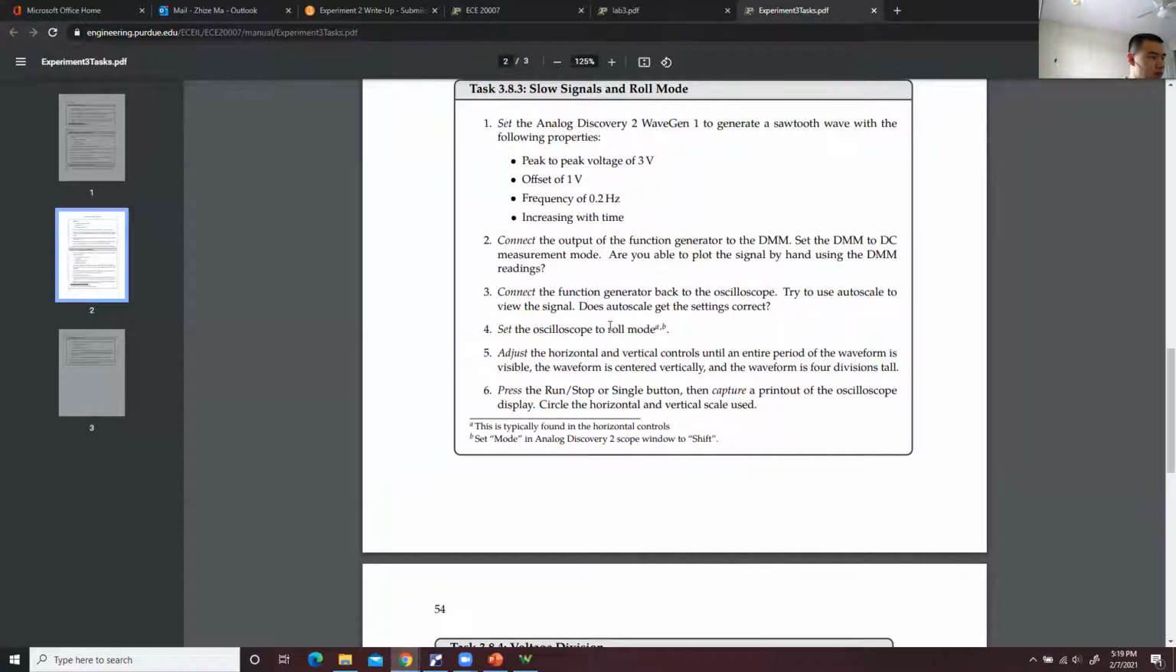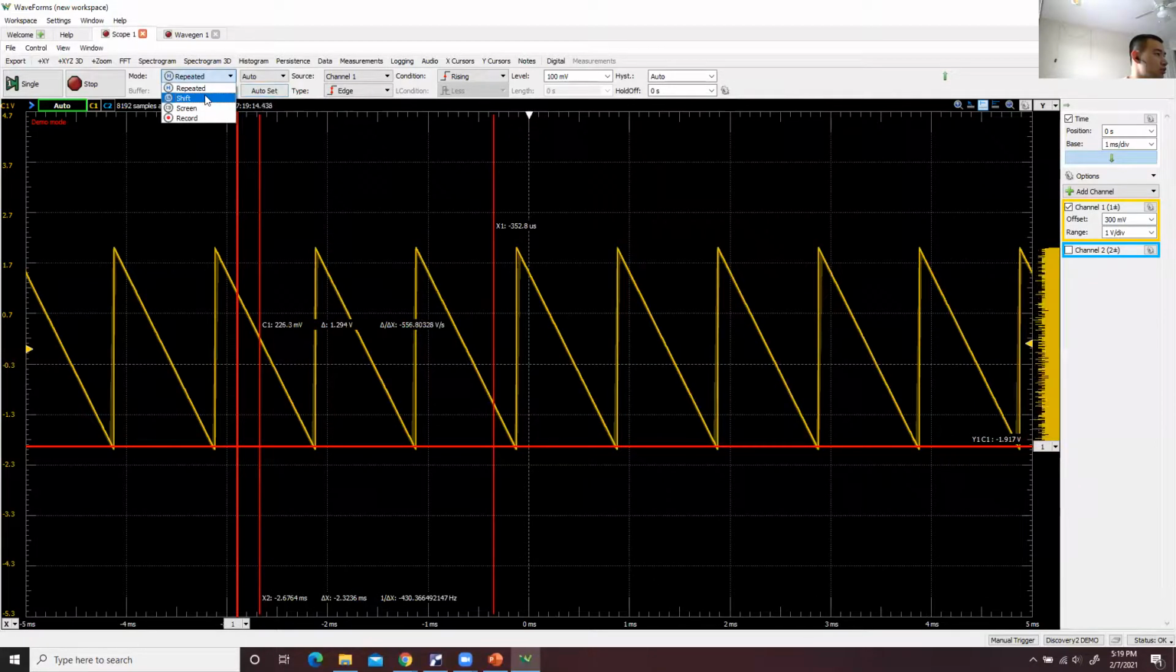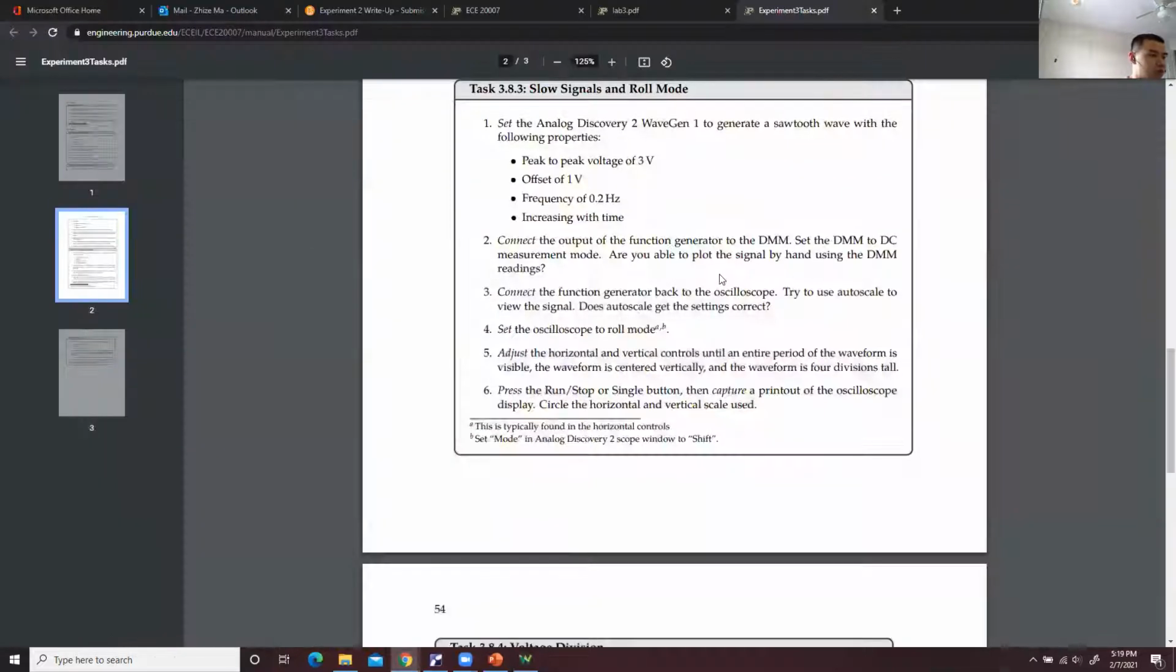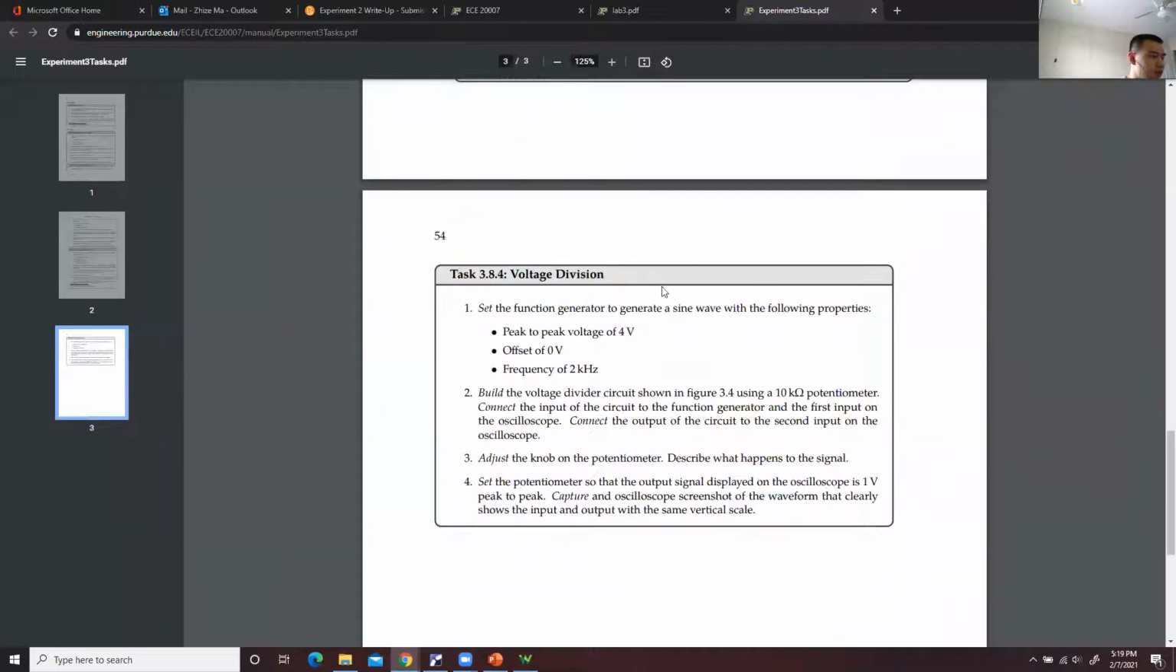And also you need to change to roll mode, and where you can change this is you change this to shift. That's roll mode in the ECE2. All right, and that's the first 3 tasks. And then task 4 is different.